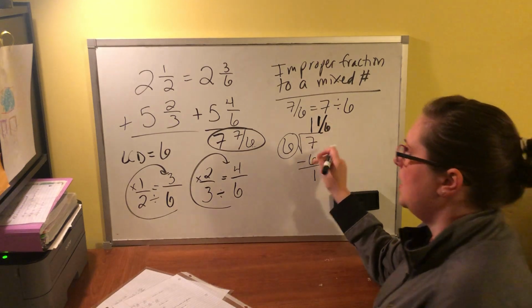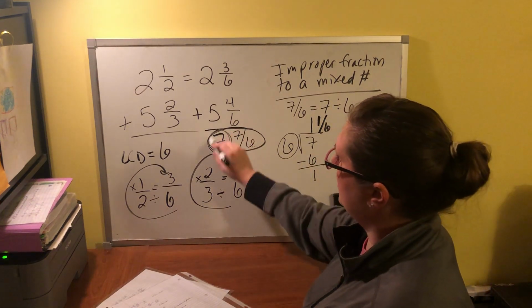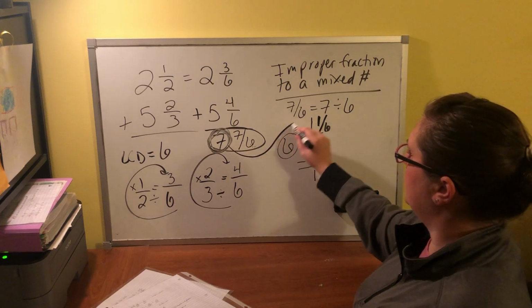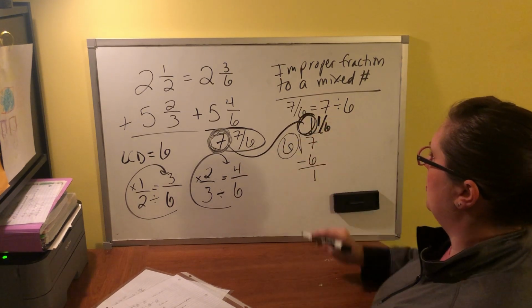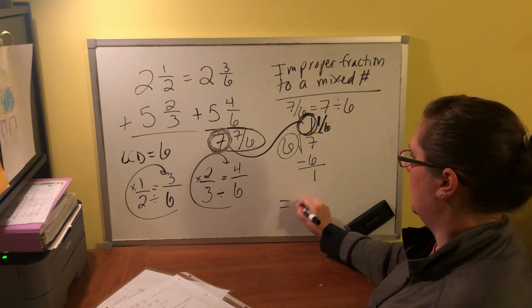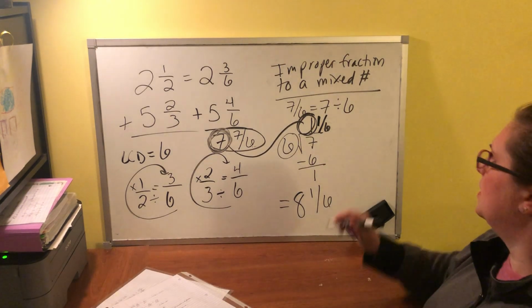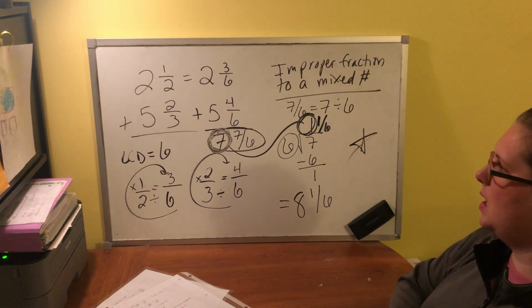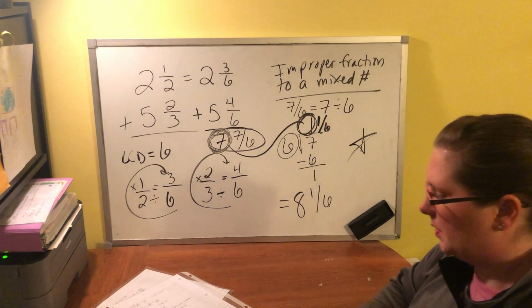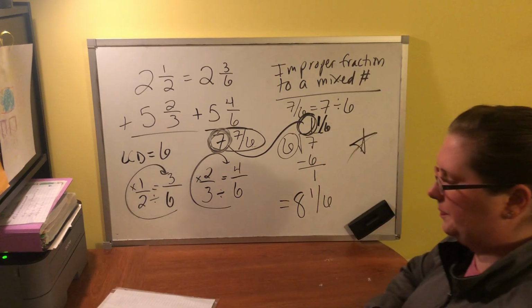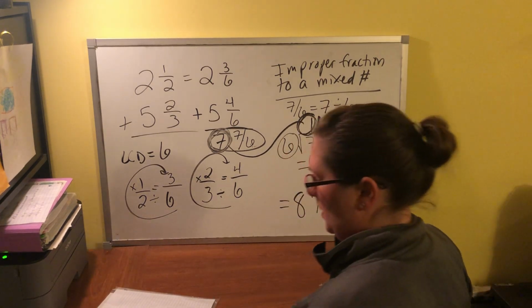Now what you have to keep in mind is we had a whole number 7 already. So you're going to add the whole number 7 and the whole number 1 together to get a final answer of 8 1/6. You may want to study this type of problem. This is going to come up again, okay? So you may want to go ahead and study that.